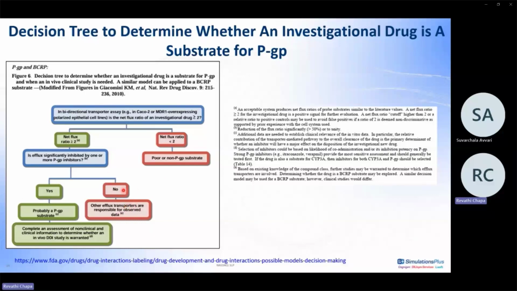So we need to screen if those are the transporters which are involved in the absorption and the clearance of the compound. So that's how the decision tree is laid out. If the net efflux ratio is less than 2, then we need not worry. It is either a poor permeable or a non-PGP substrate.